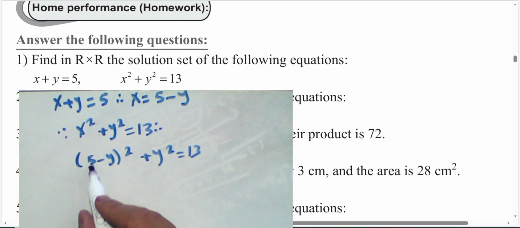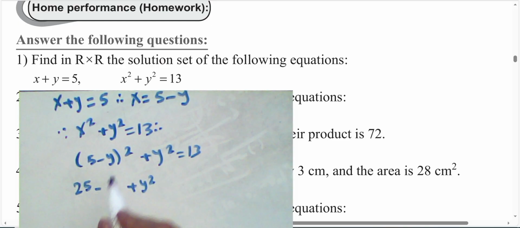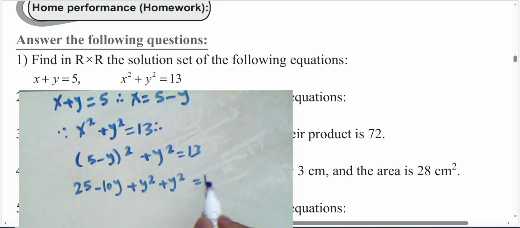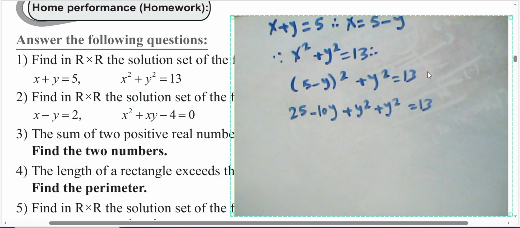And then x power 2 will be 25, and negative y power 2 will be positive y power 2. And in the middle, write negative 2 times 5 times y, which is negative 10y, plus y power 2 is equal to 13. Now we can complete this example.